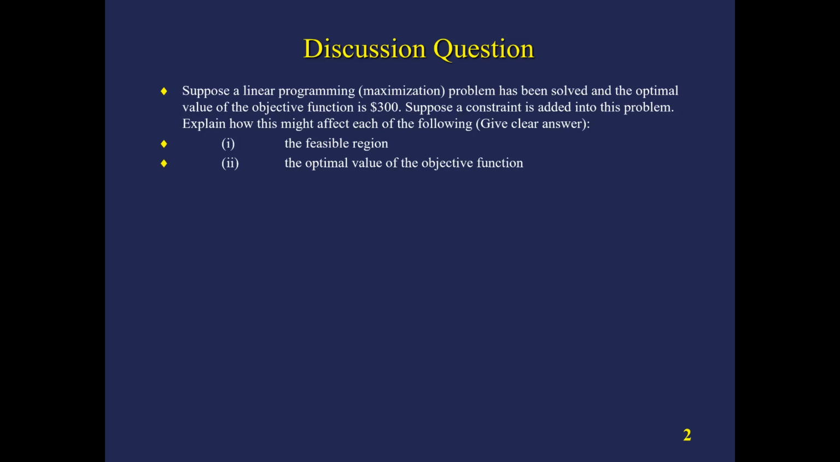Regarding the optimal value of the objective function, again the argument goes that if the added constraint is redundant, it will have no effect. However, if the added constraint is not redundant, then the objective function may stay the same or will decrease. Let's see this with the graph.